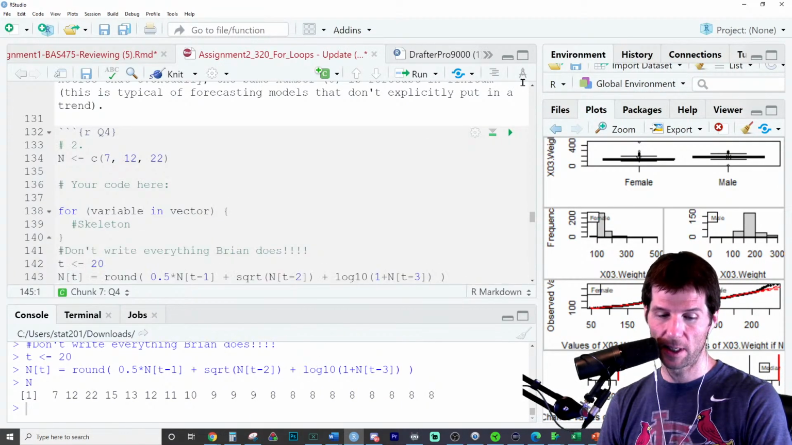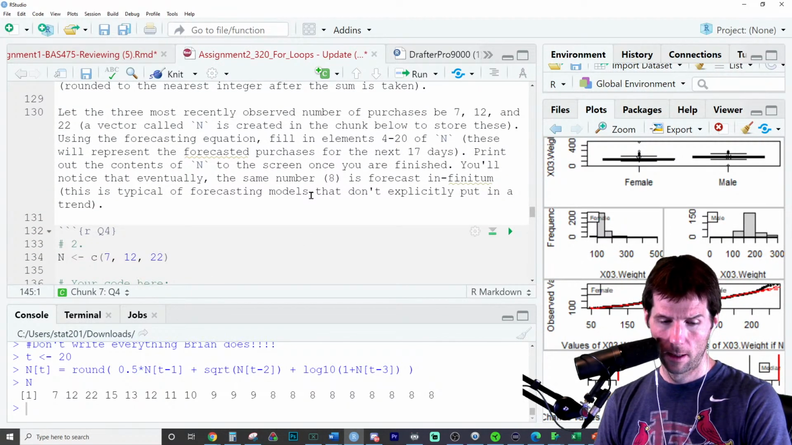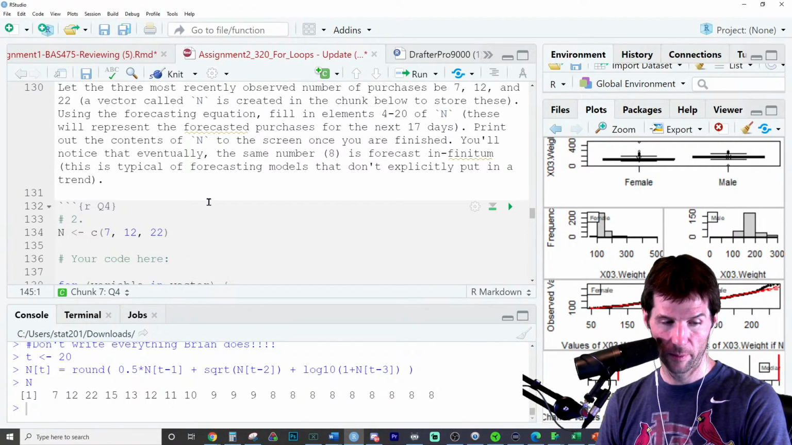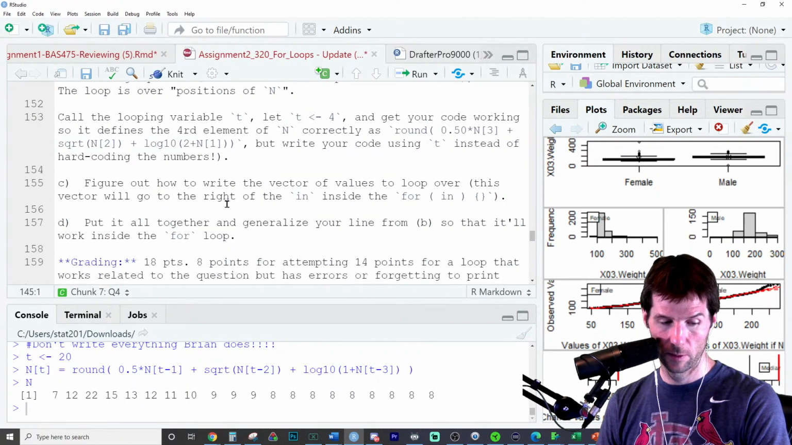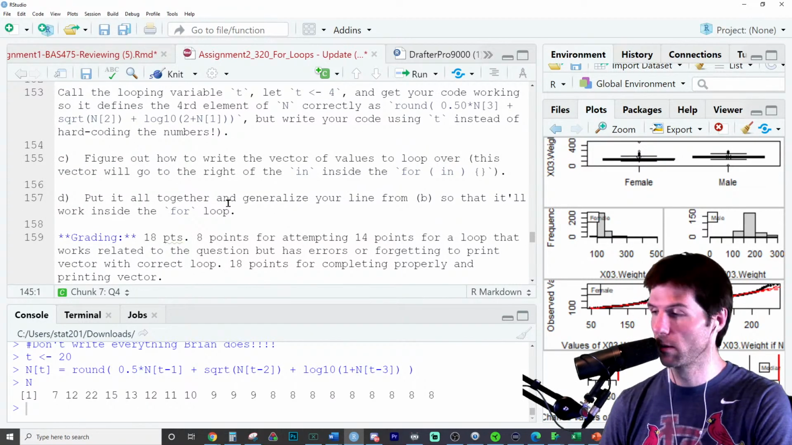There it is. Does it want you to print the tail or the head of the vector? Don't do it that way. Does it say print the tail or the head? Walk through. If you have to print the tail or the head, make sure to do that.